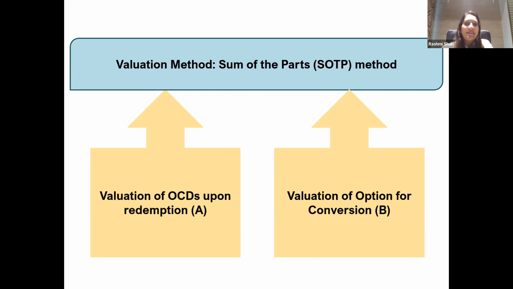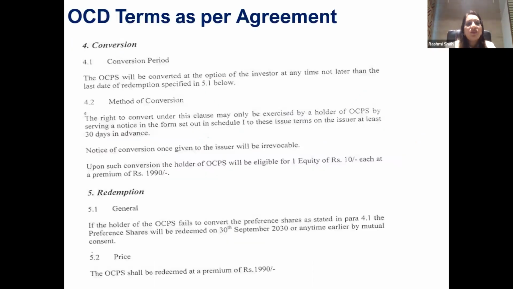Okay. So in this case study, we have OCDs and they have a redemption as well as a conversion option. So we'll just see the terms. So these are the terms. There is a conversion period given, then there's a method of conversion. Okay, the redemption option is also given that if the holder of the OCPS fails to convert the preference shares, then it will be redeemed on 30th September 2030 or anytime earlier by mutual consent.